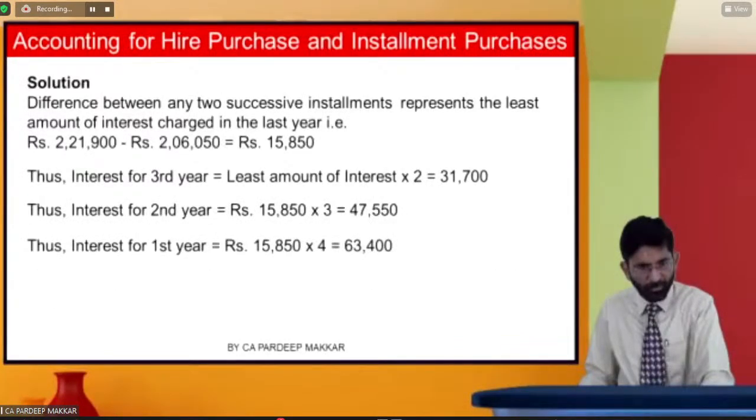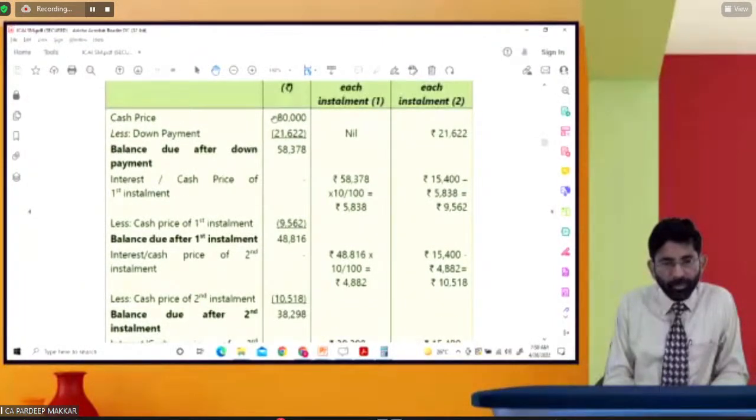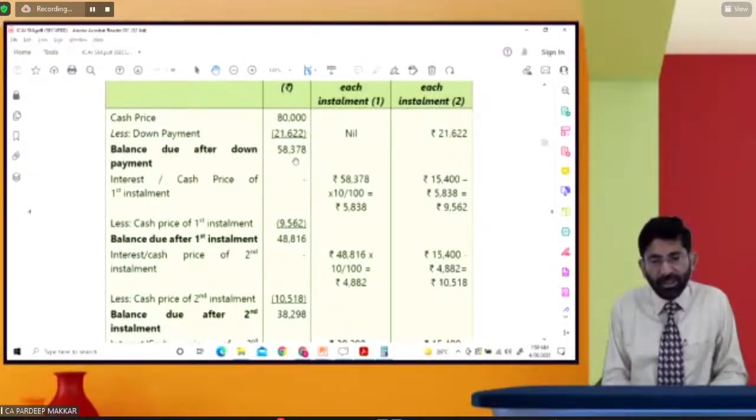No matter, beta. That is also okay. This method is also okay. There's no worry. Let's understand this method. This is good. There's no problem. He says cash price is 80,000, less down payment is 21,622. That he has deducted, and whatever is the balance cash price is used for calculating interest. Interest is 10% on the outstanding balance. He has taken 10% of the outstanding balance, 58,378.